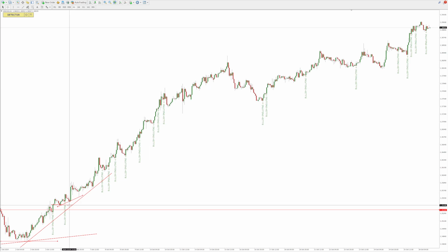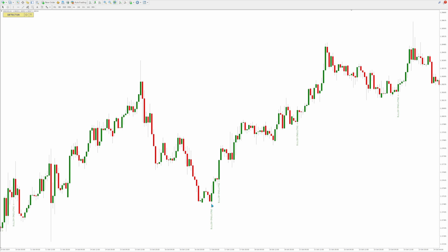Keeping in mind that we've already had quite a big move, you don't want to end up buying too late at the top. You can wait for a more significant pullback like this one. And again, you see the bullish engulfing candlestick there. It would have been a nice time to buy at the low.